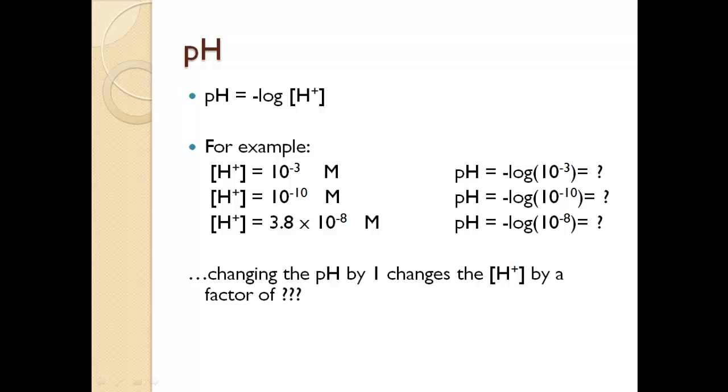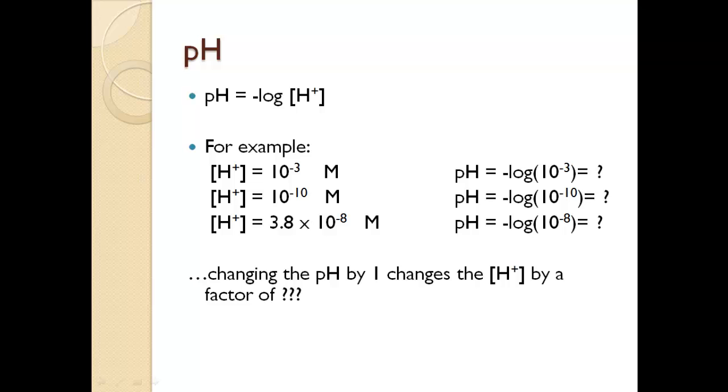Let's start now the conversation about pH. This is probably what a lot of you are more familiar with. The definition of pH for right now is negative log of H plus. The reason I say that is because that's not the real definition of pH. It's an approximate definition. The real definition takes into account ion concentrations and activities, but we're not going to get into that right now. So for right now, pH is equal to the negative log of H plus.